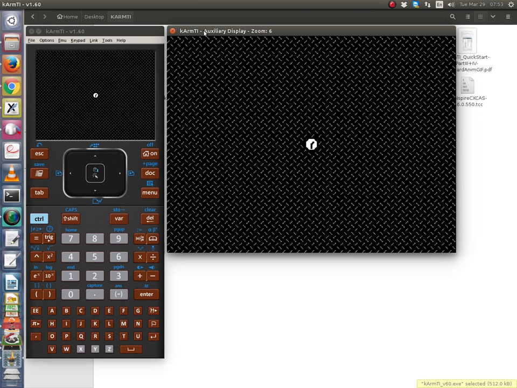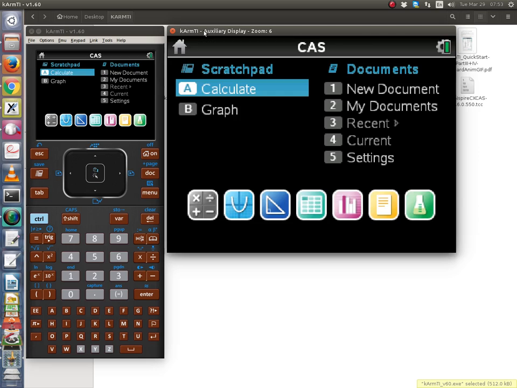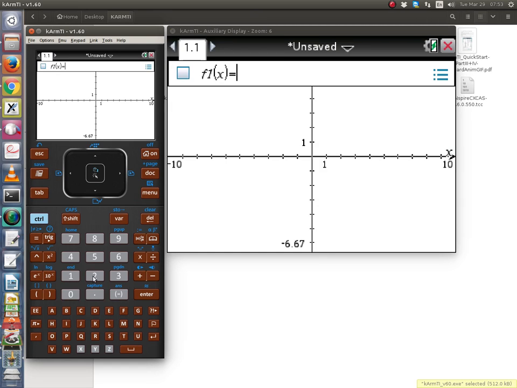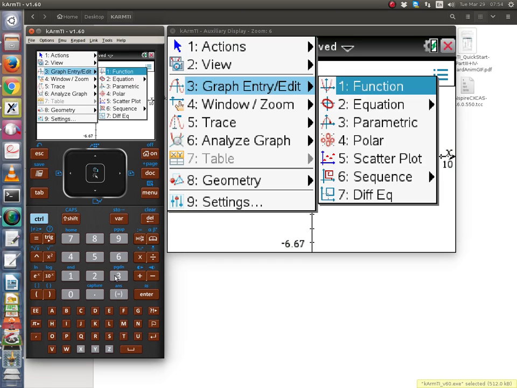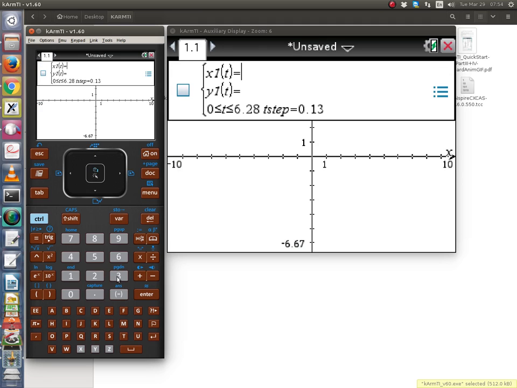Wake up. Wake up. All right, so let's say I make a new document, and let's make it a graph. And let's change the type of graph. Wait, is it 3? Yeah. So let's go to parametric for a minute. So in parametric mode, you can define a parametric trajectory.